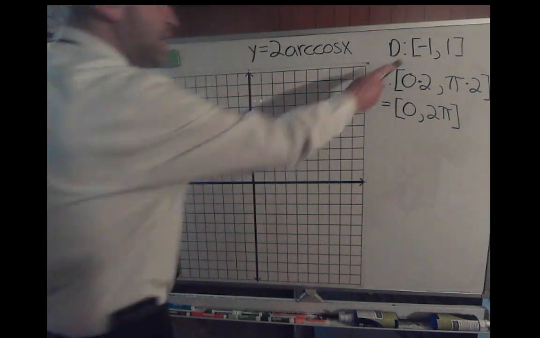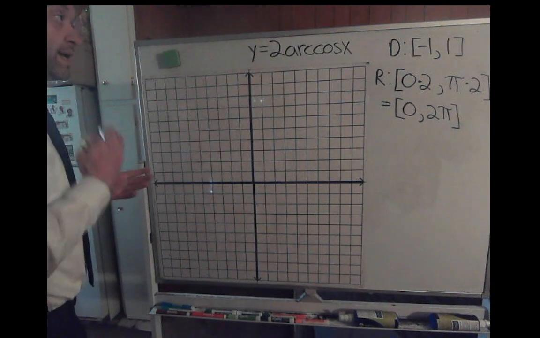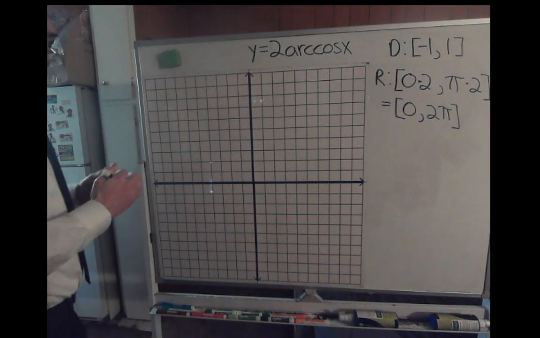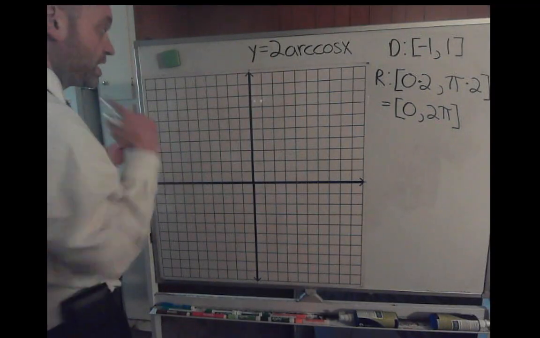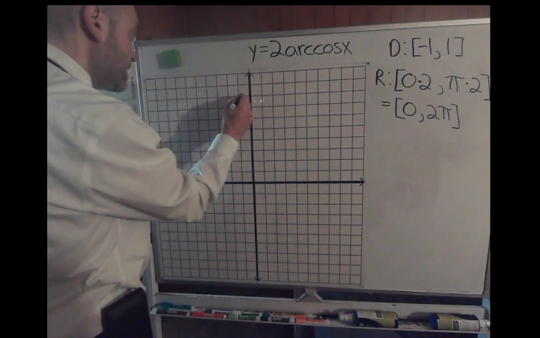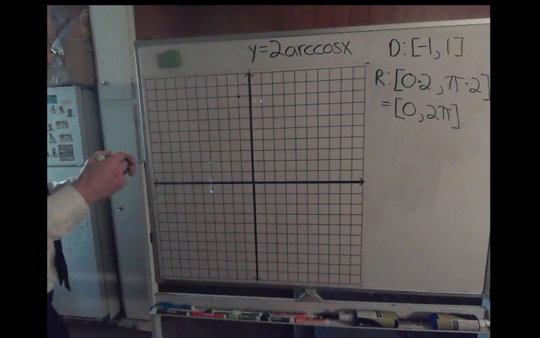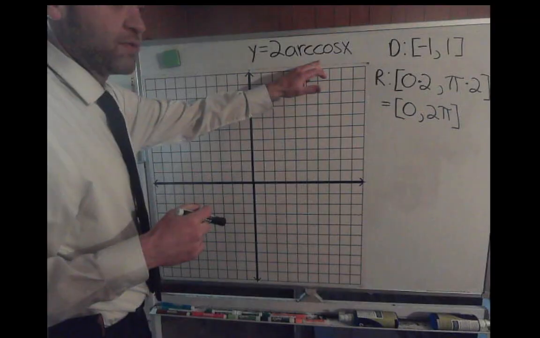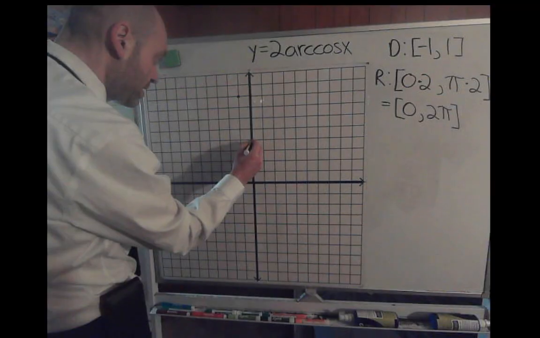Take your -1 for your arc cosine of x. So what is the arc cosine of -1? That's pi normally, right? But if you take that times 2, you would actually get 2 pi. So you'll be all the way up here. Now, what about the arc cosine of 0? That would normally be pi over 2. Take that times 2, you'll end up getting pi.